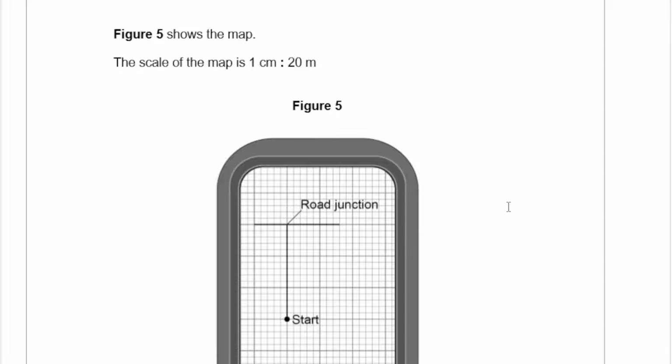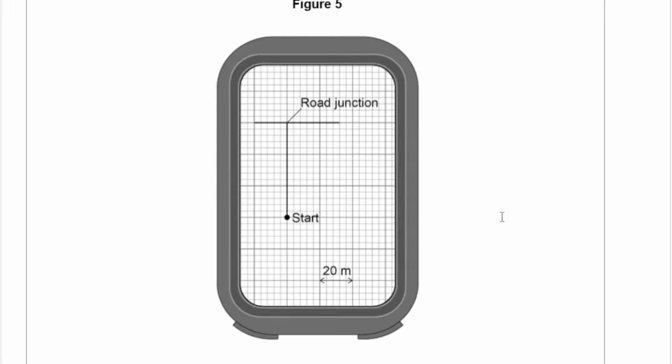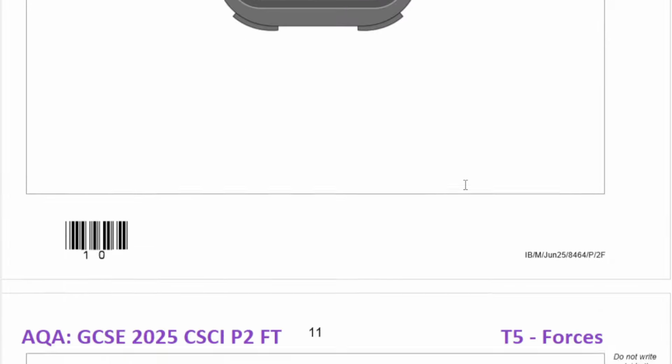The scale of the map is 1 centimeter to 20 meters. So here on the map you can see they've actually marked out this 20 meters. That's actually, so these 5 boxes is 1 centimeter. So from the road junction, I'm pretty sure they're going to ask about the length, right? You can see that's actually 3 of this, right? So that's 3 centimeters. Let's have a look at what they're asking.